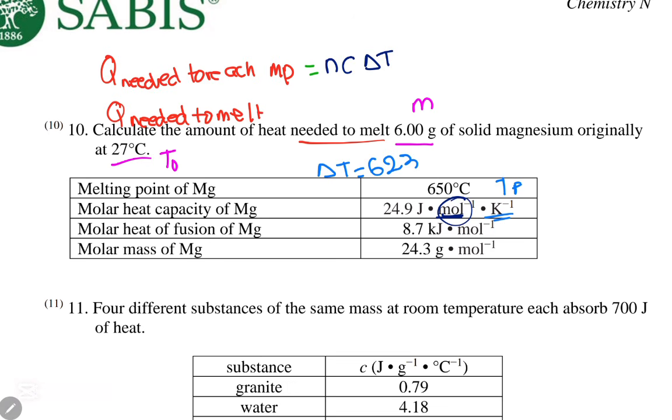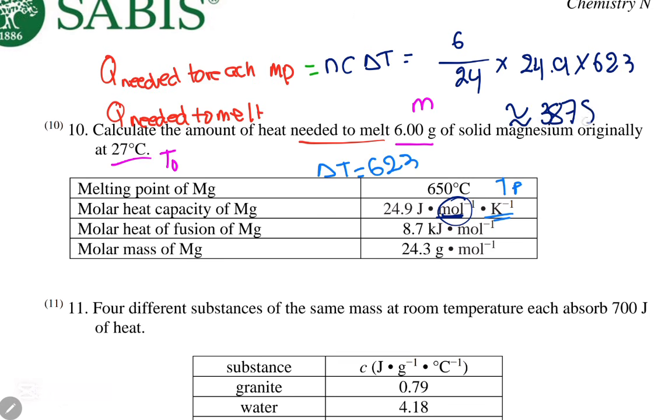So please again pay attention to the units: joules per mole times Kelvin. So nC delta T. It's going to be mass over molar mass. So 6 over what's the molar mass of magnesium? It's 24, times 24.9, times delta T, which is 623. So on the calculator, this will give me an answer which is approximately 3878 joules.